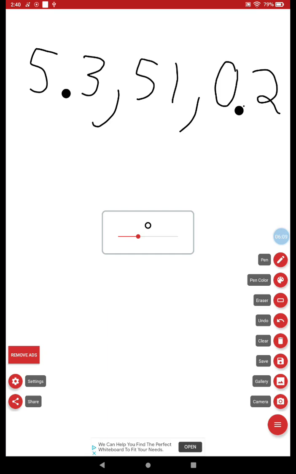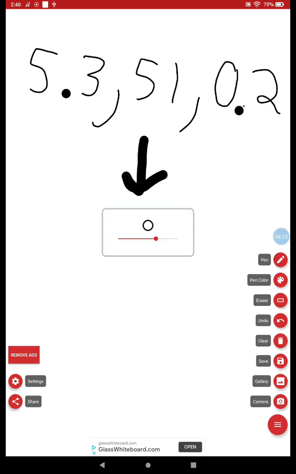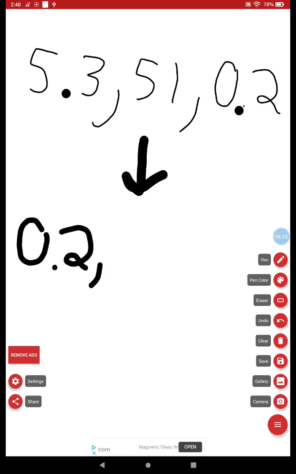So let's rewrite it to be in order. 0 and 2/10 comes first. Well, now that we've gotten that one, I'm going to cross it off. Which one do you think comes next? 5 and 3/10 or 51? That's kind of tricky. You might say 51 because it's 5 and 1.